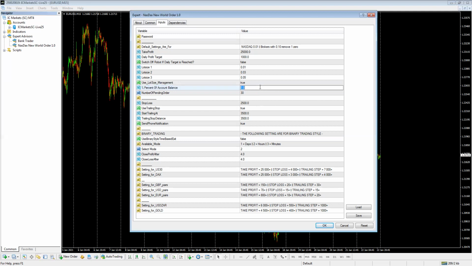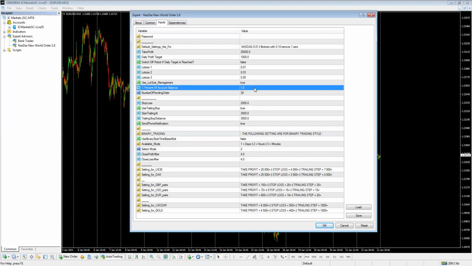But the logic behind this is that if you want to manage your emotions, let me put it that way, you don't want to find yourself panicking or guessing and everything like that. Then what you can do is use lot size management and set the percentage. In this way, you are saying, I'm going to use 1% of my account. That's what I want to risk per trade. That's what you have to remember. This is per trade.